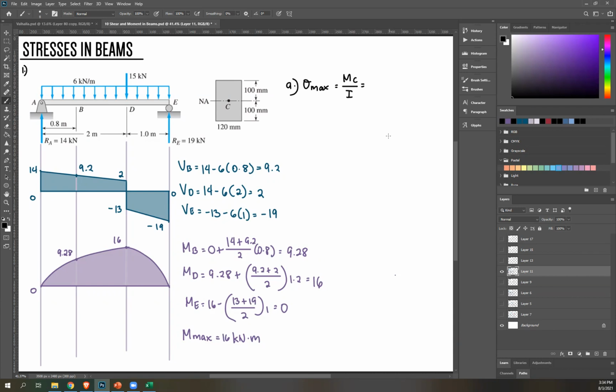Now, standard unit for stress is Newton millimeter, right? So I need to convert this into Newton millimeter. So times 1,000 times 1,000, that's 10 raised to 6. So 16 times 10 raised to 6. And then can anybody give me what's C, considering this is the section of your beam?